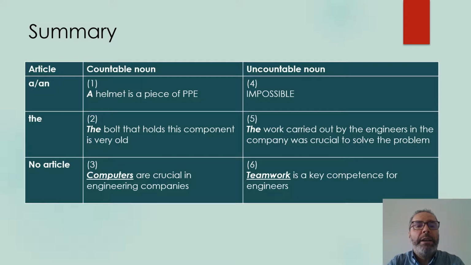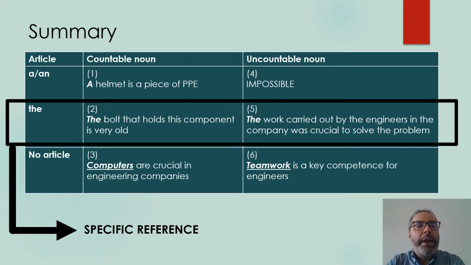Then here is a summary of the uses of articles. For "a" or "an", examples 1 and 4, the only possibility is to use them with countable nouns. A helmet is a piece of personal protective equipment. It is not possible to use them with uncountable nouns. Then the article "the" is used for specific reference. Examples 2 and 5. With countable nouns: the bolt that holds this component is very old, or with uncountable nouns: the work carried out by the engineers in the company was crucial to solve the problem.